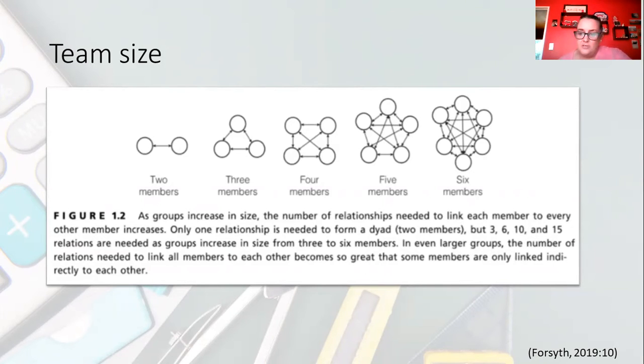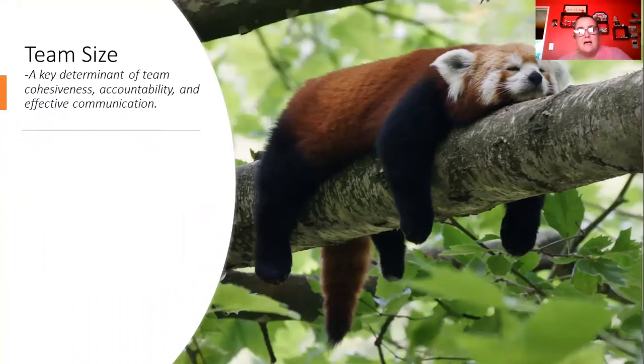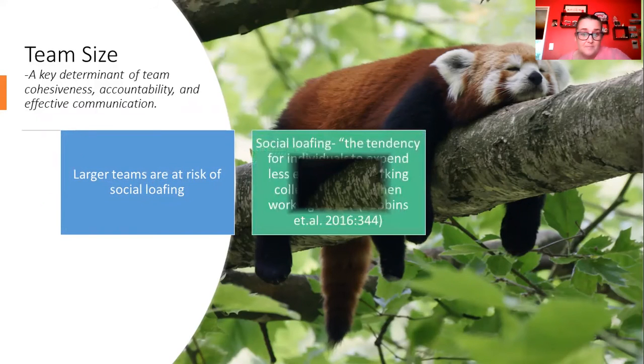In even larger groups, the number of relations needed to link all members to each other becomes so great that some members are only linked indirectly to each other. Team size is a key determinant of team cohesiveness, accountability, and effective communication. Larger teams are at risk of social loafing.